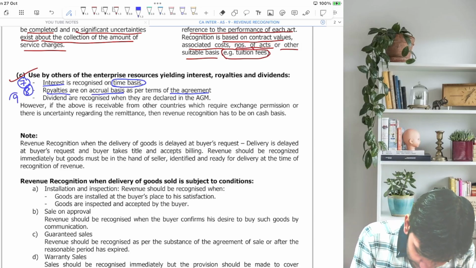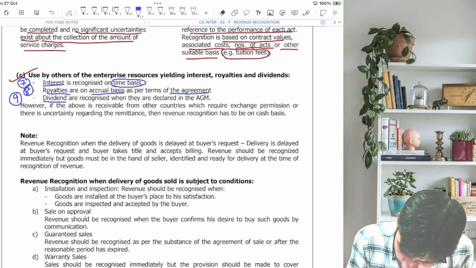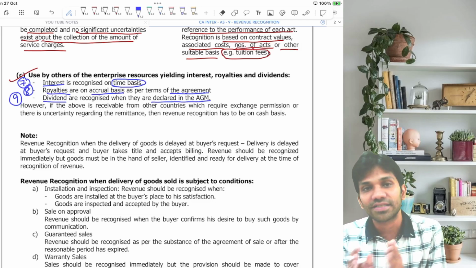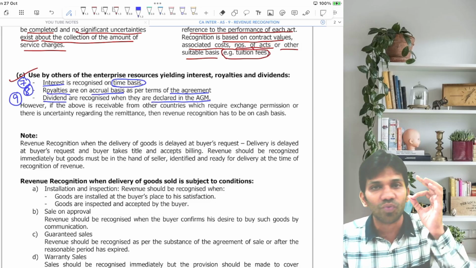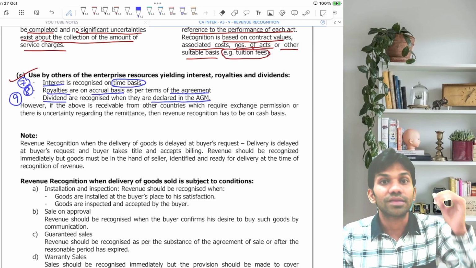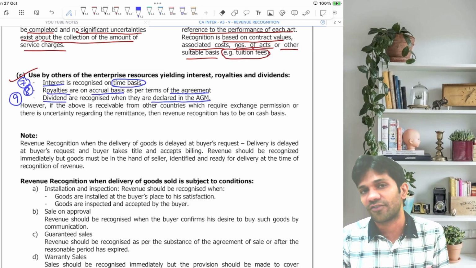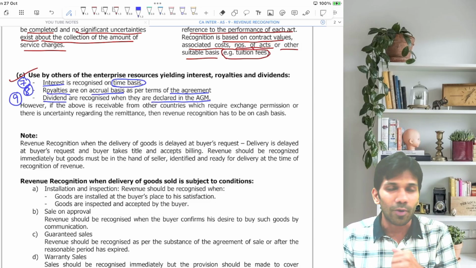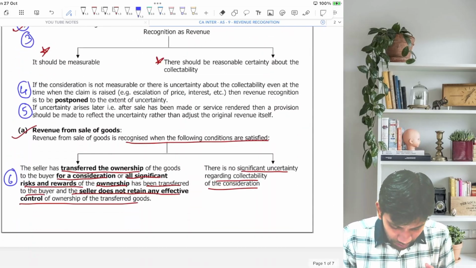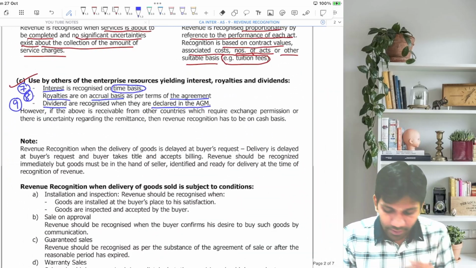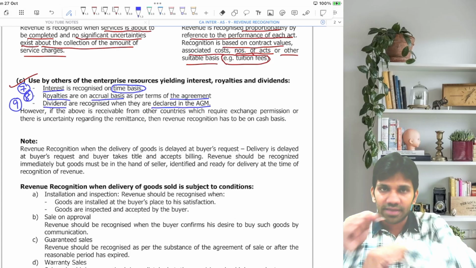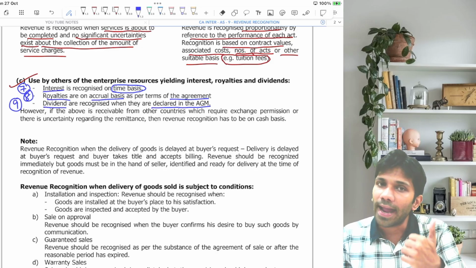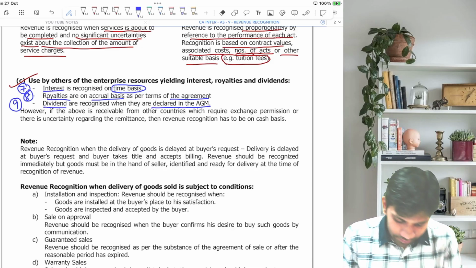And point number 9, dividend when they are declared in the AGM. So a person should recognize dividend as income when it is declared in the AGM, because once it is declared in the AGM, they are supposed to pay the dividend to the investors. So dividend should be recognized once it is declared in the AGM. So please remember point number 7, 8, 9. I hope I am giving the numbering properly. Yes, point number 7, 8, 9. Interest on time basis, royalty on accrual basis, and dividend when it is declared in the AGM.